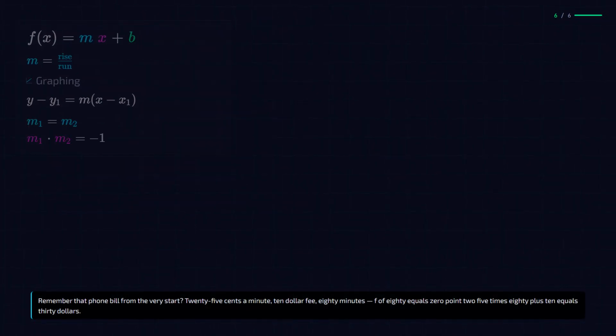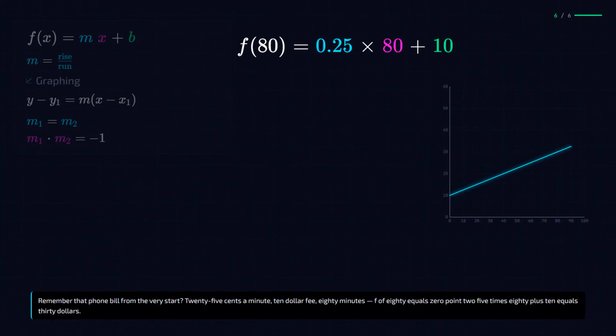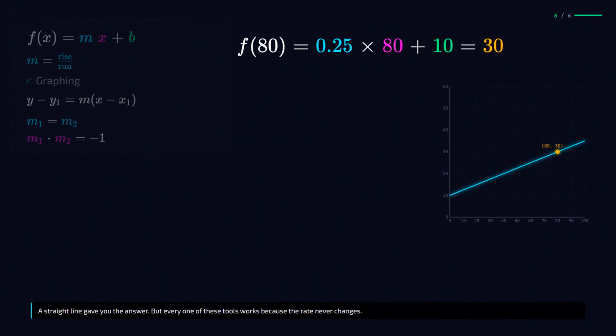Remember that phone bill from the very start? 25 cents a minute, $10 fee, 80 minutes. f of 80 equals 0.25 times 80 plus 10 equals $30. A straight line gave you the answer.